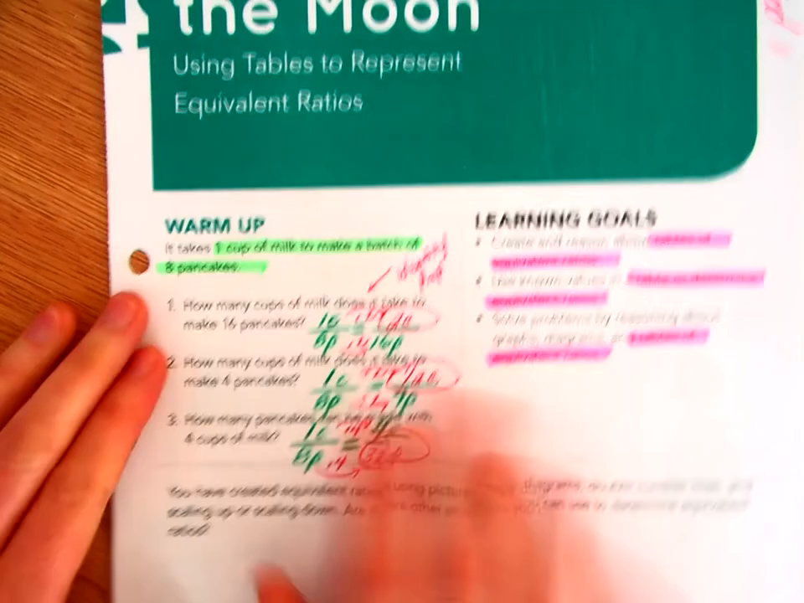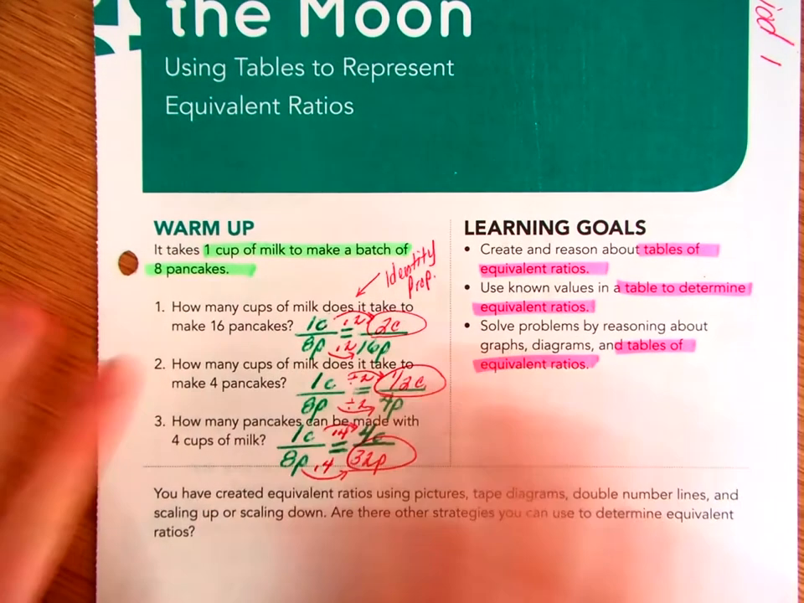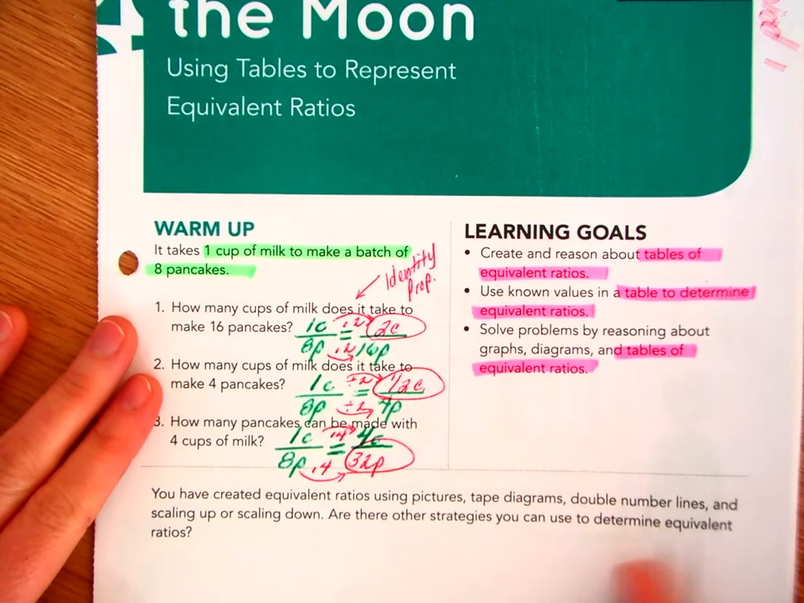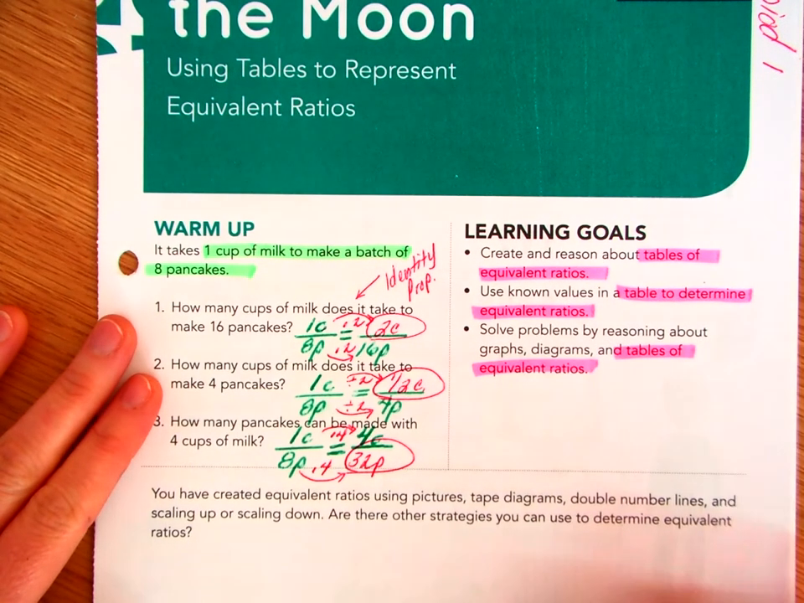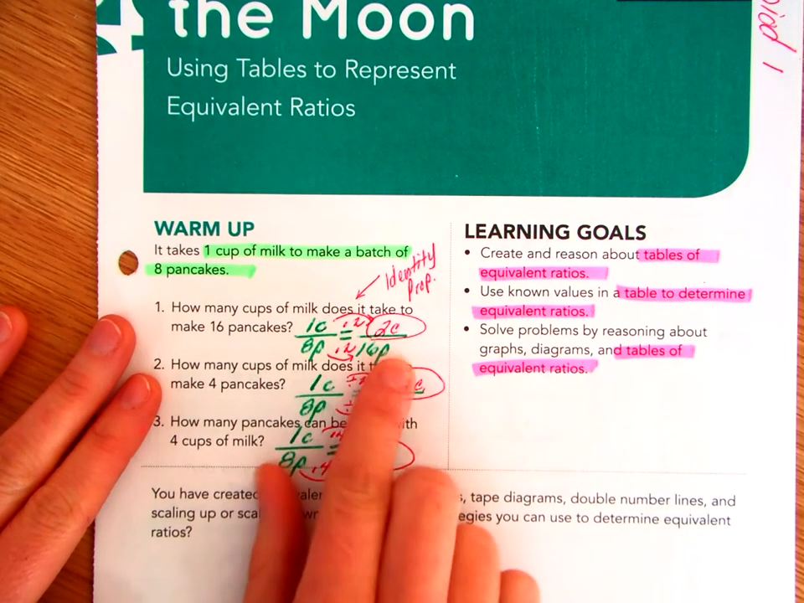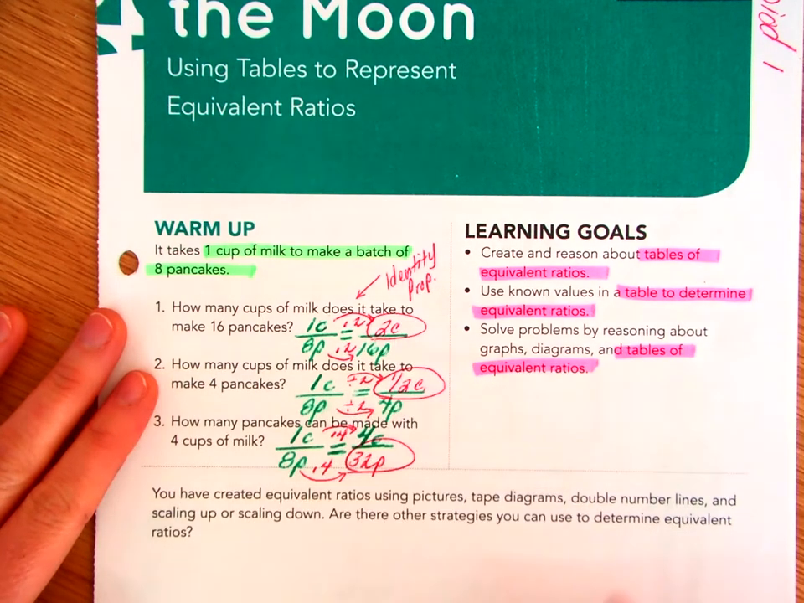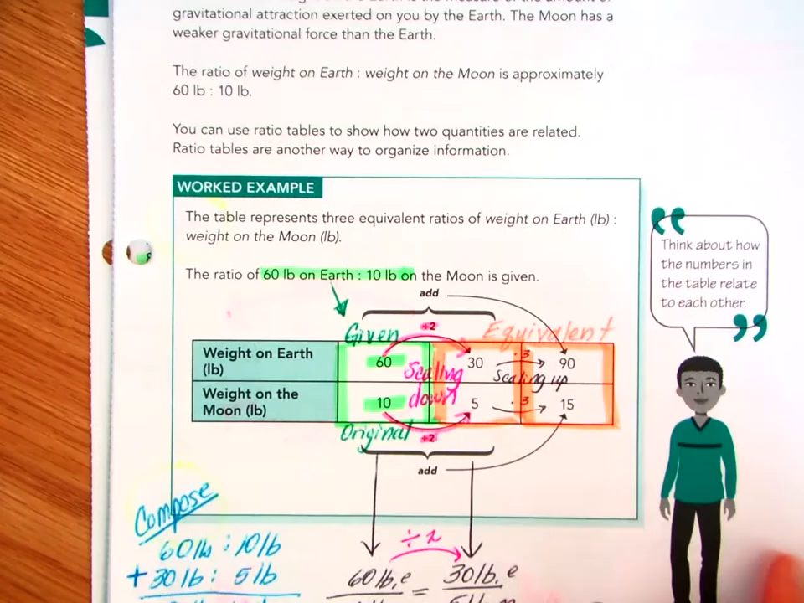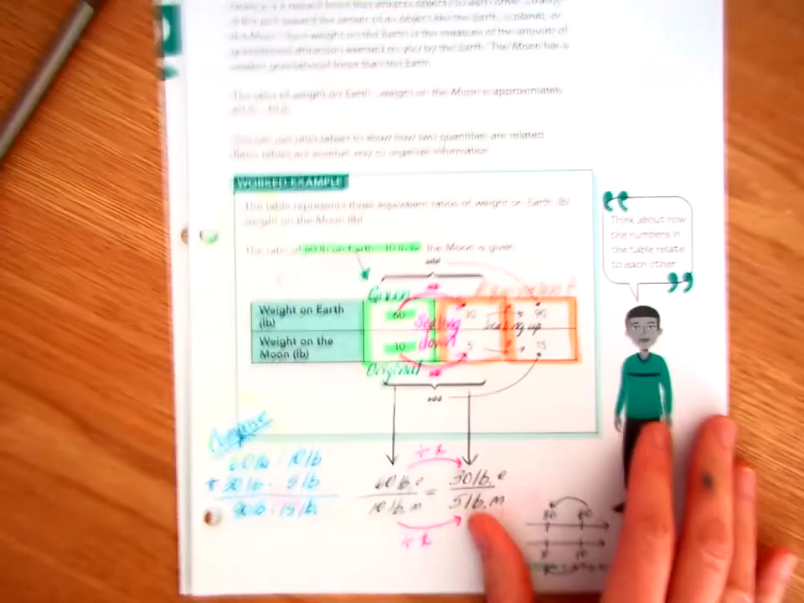In Lesson 4, we moved from proportions and double number lines to ratio tables. In the warm-up, we did a bunch of proportions together, which was one ratio equal to another ratio, and we solved for the unknown. Period 2 completed the I'm Your Density activity, and all the other periods completed activity 4.1.